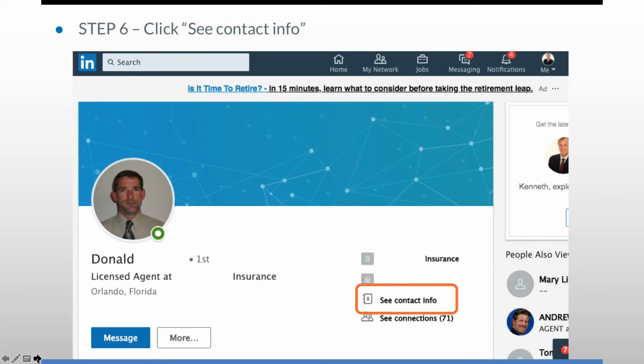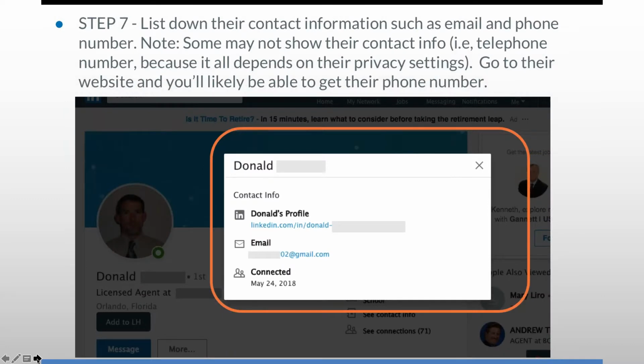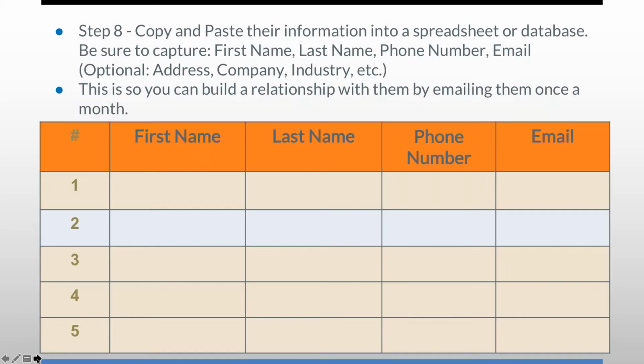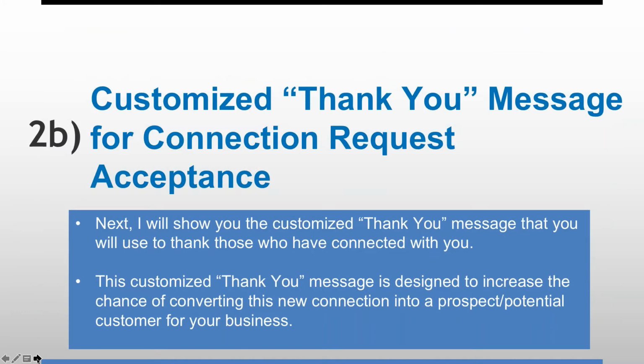This is where you're going to get their full email address and their phone number. If they don't list their phone number, then what you do is just go to their employer, do the search by Yellow Pages or White Pages directory using the address, and you'll be able to get the phone number for that individual. And it's important that you do that. Then what you do is you put all that data into your database, first name, last name, phone number, and email. Now you want to customize a thank you message to send to the connection request acceptance.